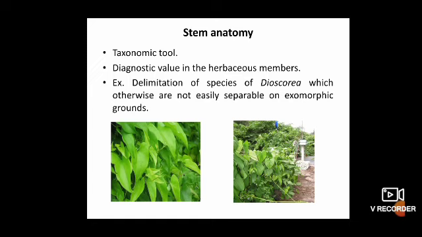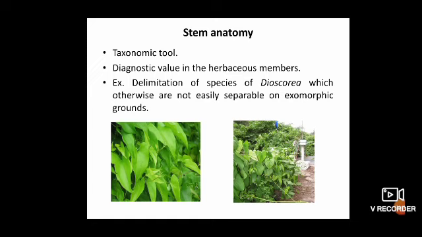Now coming to stem anatomy. Stem anatomy has also long been relied on as a taxonomic tool. Stem anatomy has particularly proved to be of diagnostic value in herbaceous members. For example, anatomy of stems has been successfully employed in the delimitation of species of Dioscorea, which are otherwise not easily separable on exomorphic grounds.